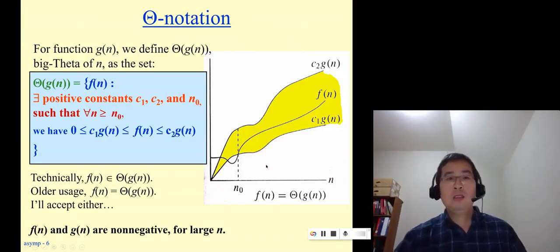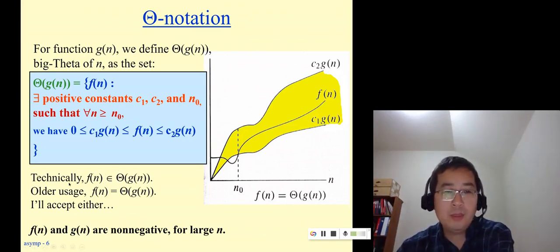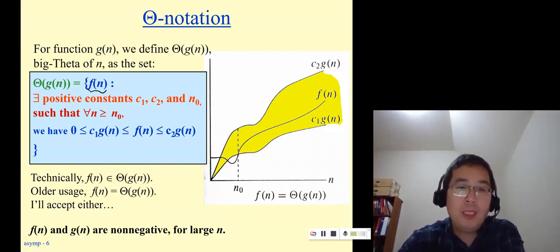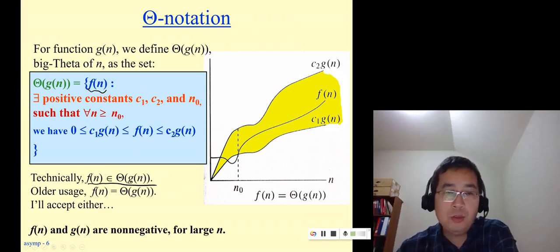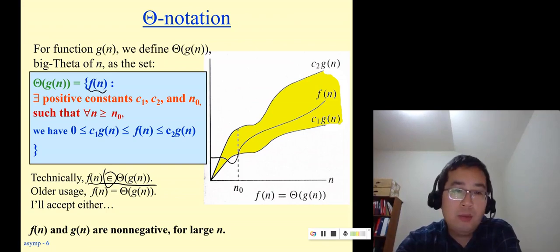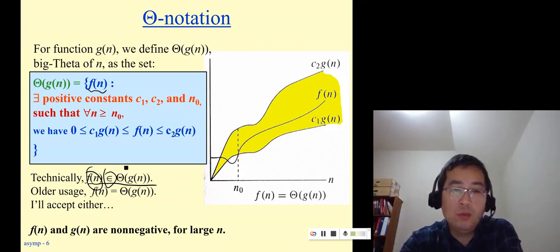So here these are the same. We have some further explanation. Technically, f(n) belongs to theta of g(n). That means any element belonging to this set is, of course, a member of this set. So we technically need to write it this way, using belongs to, because f(n) is a function, one element, and theta of g(n) is a set. This is a member, one element, okay?